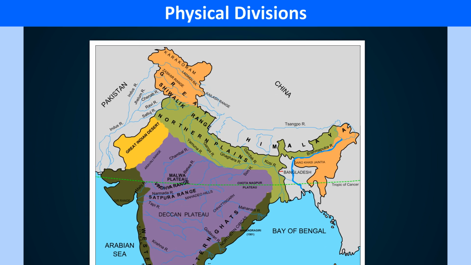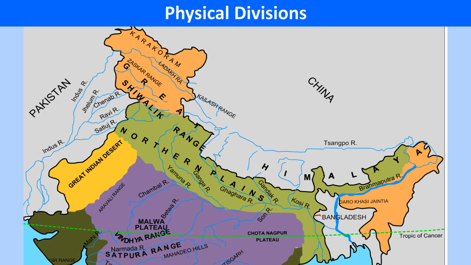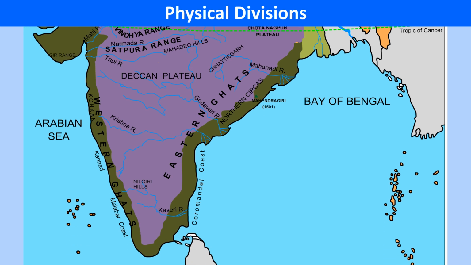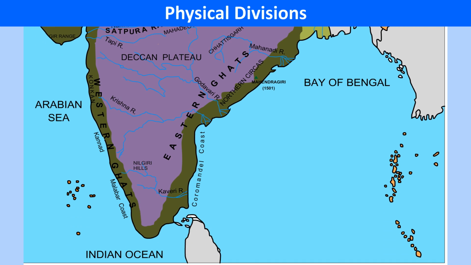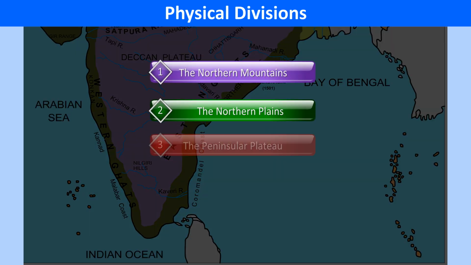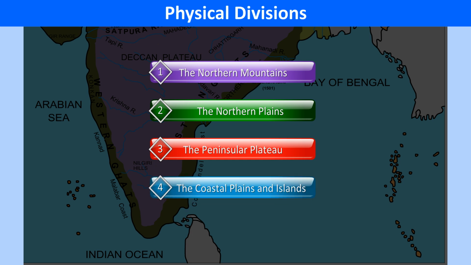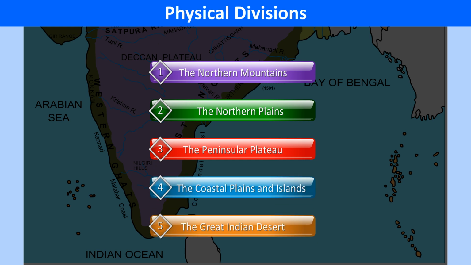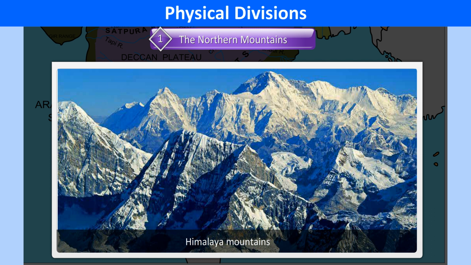Physical divisions. India has a wide range of landforms. On a physical map of India, one can see mountains, plateaus and plains which are crisscrossed by rivers and their tributaries. India can be divided into 5 distinct physical regions: the northern mountains, the northern plains, the peninsular plateau, the coastal plains and islands.